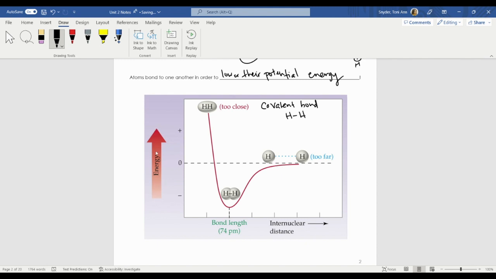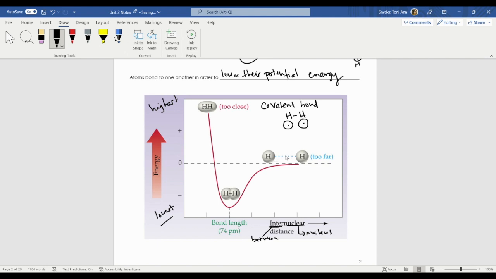So as I look on my y-axis, energy is the highest right here, highest energy. And down here is the lowest energy. And here is internuclear distance. So remember, if intra is within, inter means between. Nuclear, you've heard that word a lot already. The nucleus or nuclei. So internuclear distance is the distance between 2 nuclei. So the distance between the nucleus on one hydrogen atom and the nucleus on the other hydrogen atom.